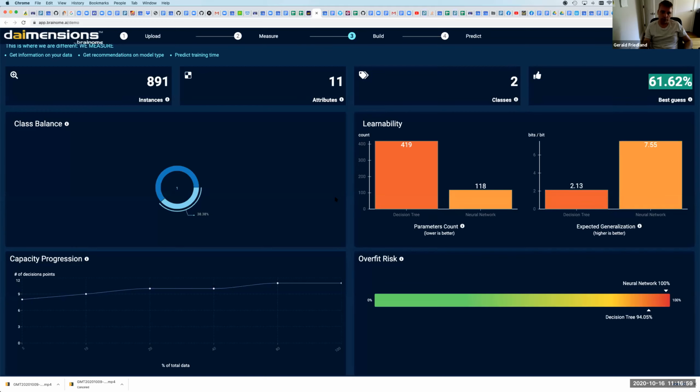Now comes the interesting part. What's the learnability? In this demo program, we look at 2 different machine learnings. One is sort of an optimal neural network, and the other one is a decision tree. It's always good to compare the 2. An optimal neural network would take 118 parameters. And guess what?